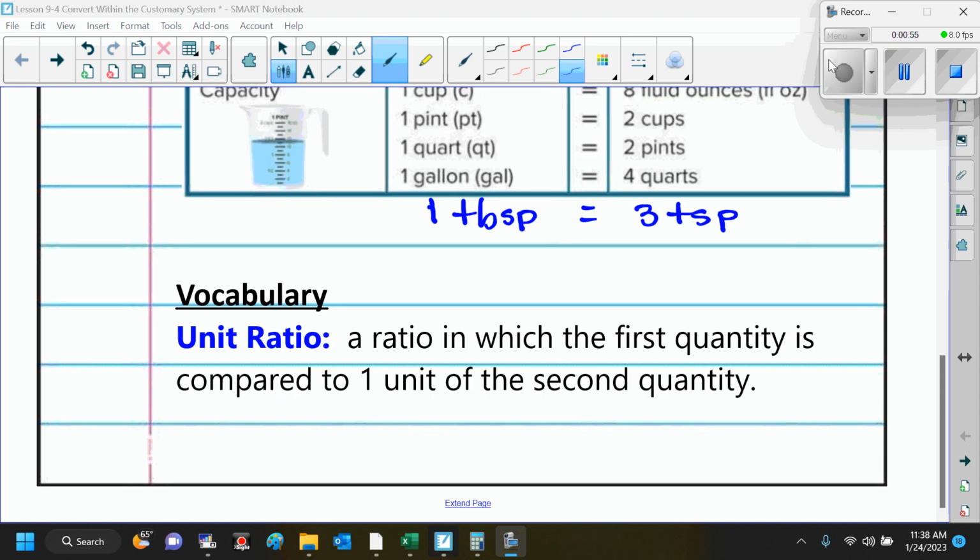All right, so now I would like for you to write down this vocabulary. This is a unit ratio, also called a unit rate later on in our lessons. A unit ratio is a ratio in which the first quantity is compared to 1 unit of the second quantity. Make sure you write that down in your notebook.